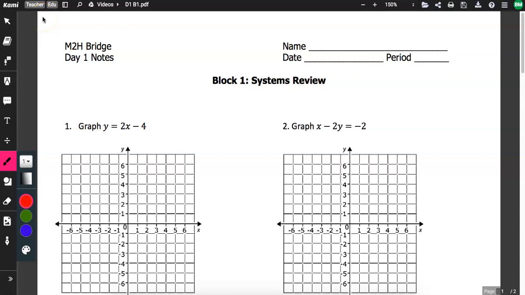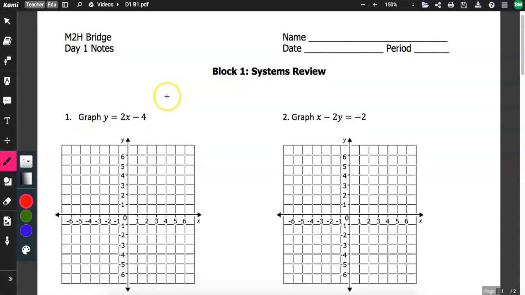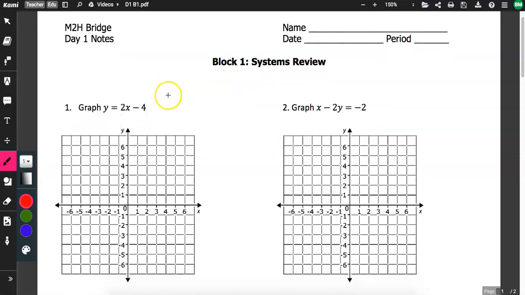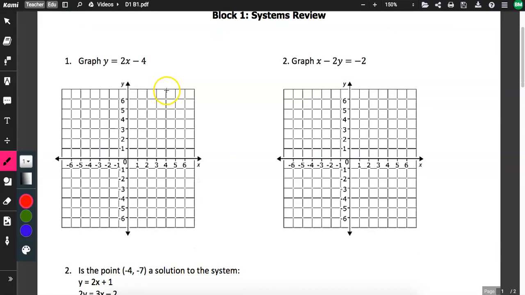Today we are starting day one, block one notes. So we're going to be looking at systems a little bit, and this should be a review hopefully for you. We'll use systems throughout our geometry section here, so we want to review them first. To get us started though, let's take a look at a couple linear equations and just start by graphing them, see what we remember about graphing.